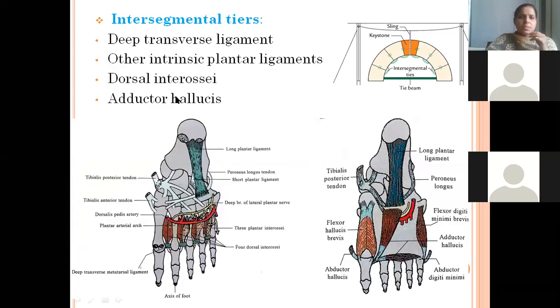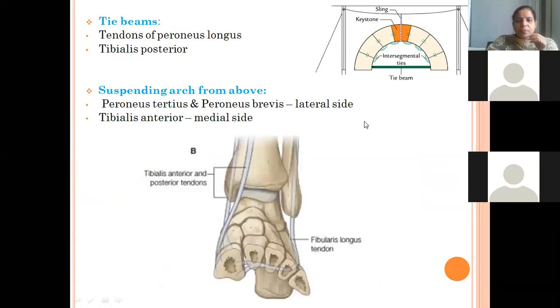Here also we have intersegmental ties. The structures forming them are the deep transverse ligament, other intrinsic plantar ligaments, dorsal interossei, that means we are going deeper now, and adductor hallucis. For this transverse arch, the tie beams are the tendons of peroneus longus and tibialis posterior. Then suspending the arch from above, we have peroneus tertius and brevis on the lateral side, and tibialis anterior on the medial side.